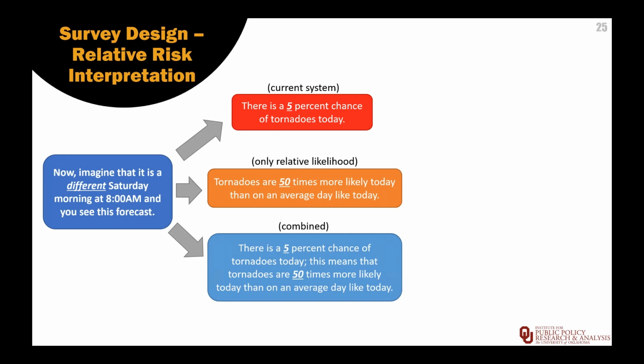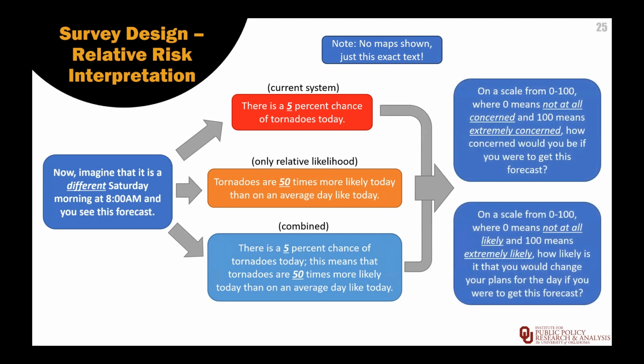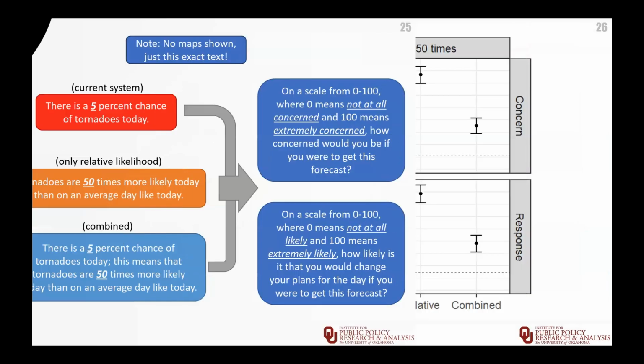After seeing just one of these 6 pieces of information, note that there were no maps shown, just text, we gave participants a pair of questions, asking them to rank from 0 to 100, from not at all concerned to extremely concerned, and not at all likely to extremely likely, how concerned they were on getting this forecast, and how likely they were to change their plans for the day if they received this forecast. We can think of this as concern and likelihood of response.